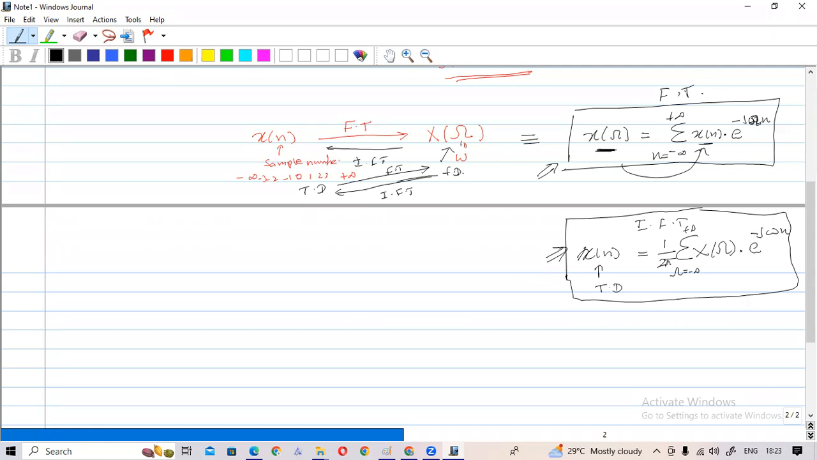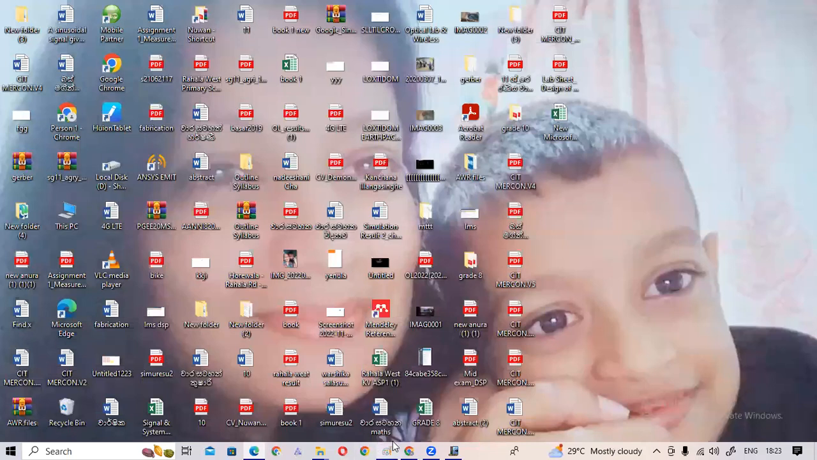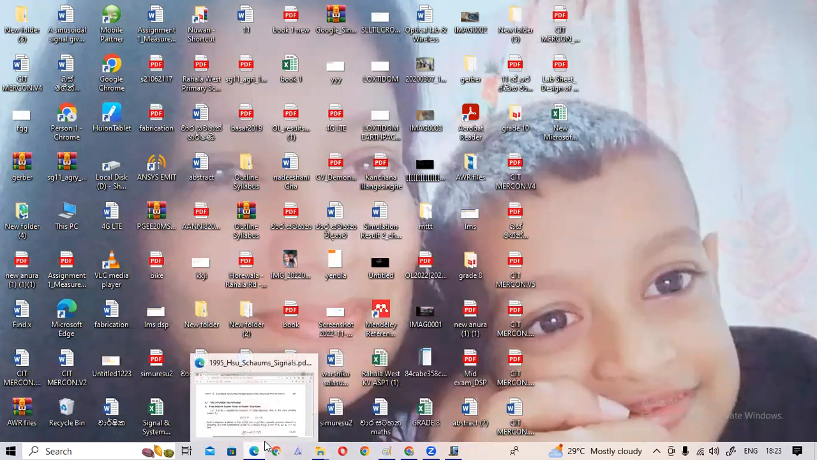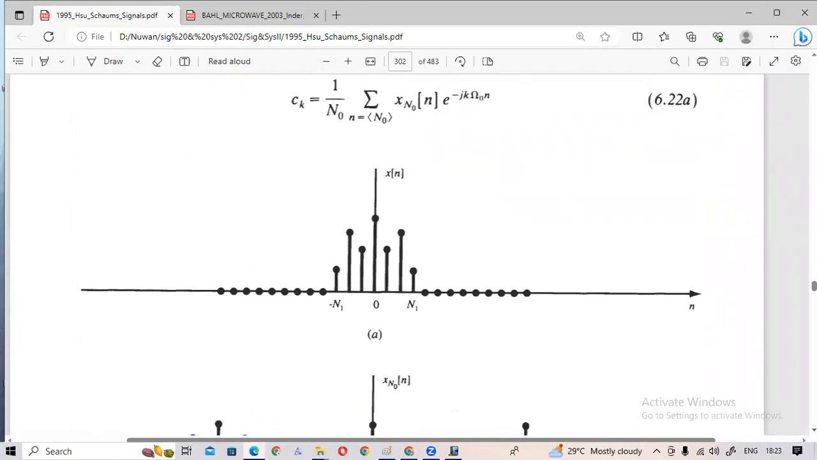So in your reference book, these two identities are given.